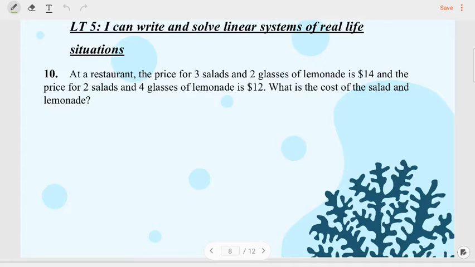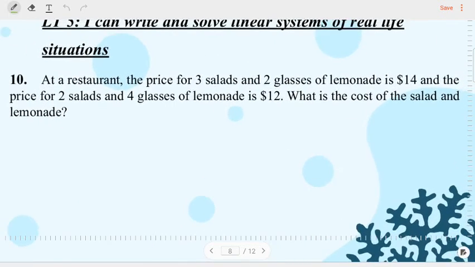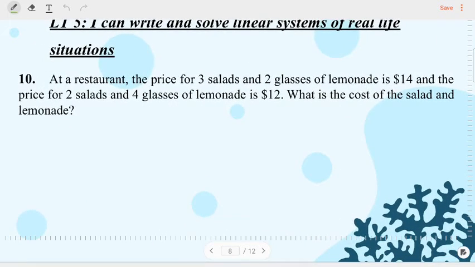Let's look at our second word problem. At a restaurant, the price for 3 salads and 2 glasses of lemonade is $14, and 2 salads and 4 glasses of lemonade is $12. All right, what are my totals? Remember, that's what I'm looking for with word problems. One of my totals is 14, and one of my totals is 12. Well, what makes up that 14? 3 salads, I'm going to use X, and 2 glasses of lemonade, so 2Y.